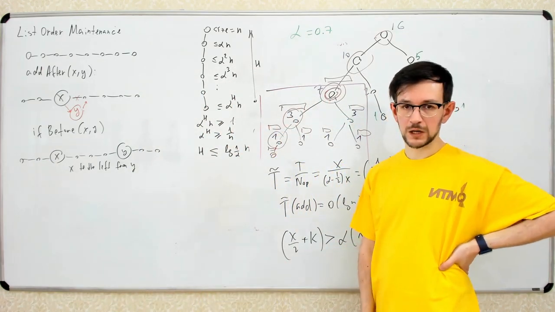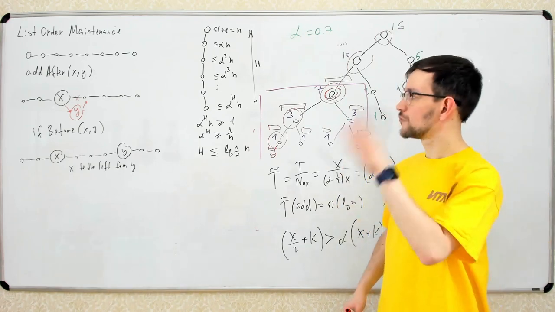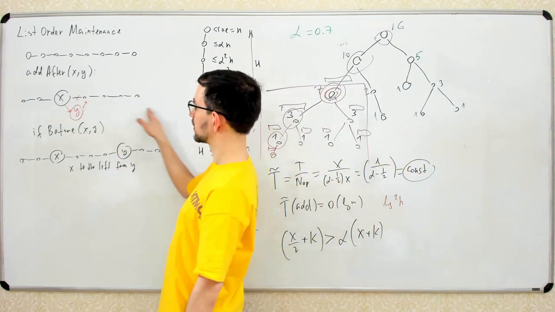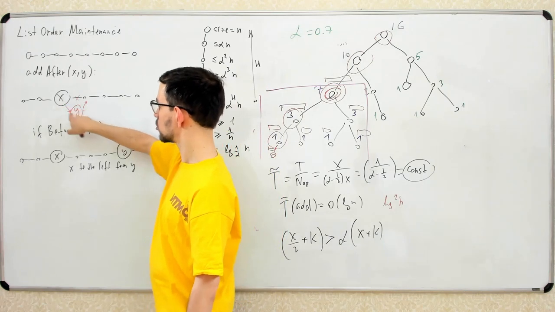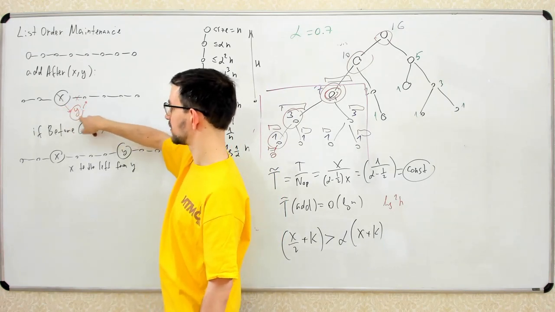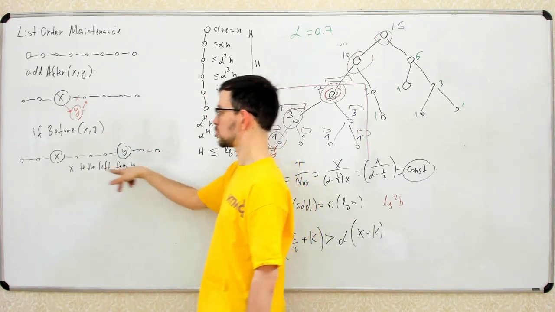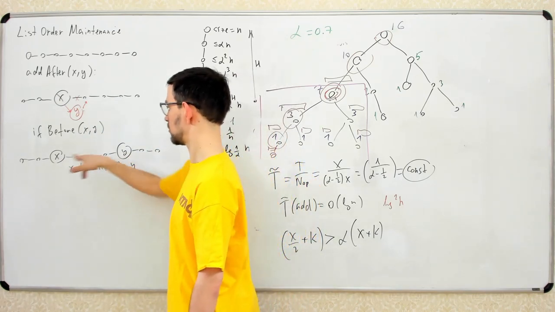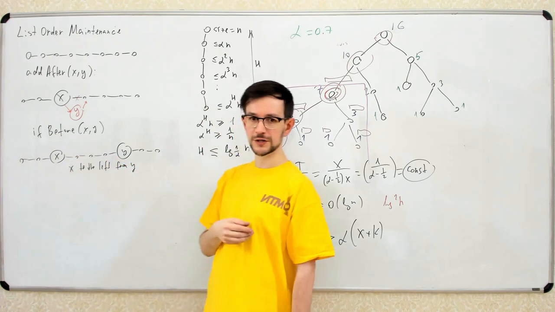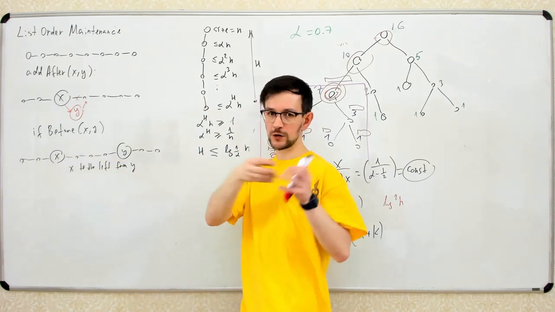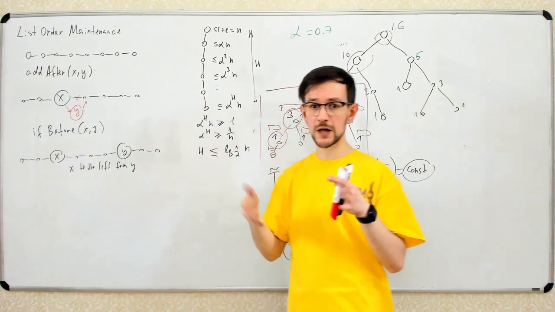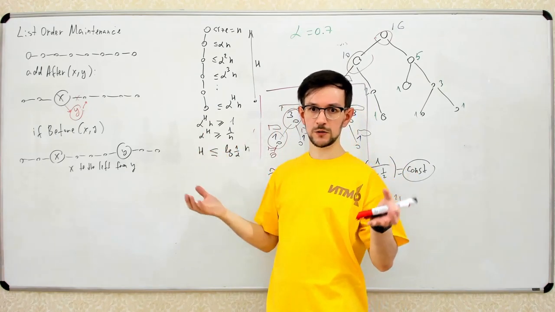That's all. We have two operations. Again, first operation, you take your linked list, take some node, and insert another element just after this element, so between this element and the next element. And second operation checks the order of two elements. So we take two elements of your list and check which element is to the left, which element is to the right. It's like a comparator of two elements in the linked list.